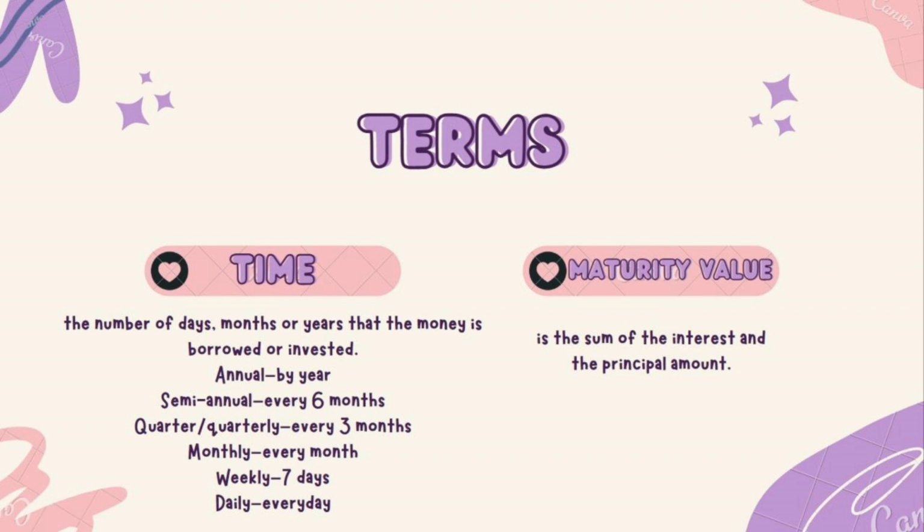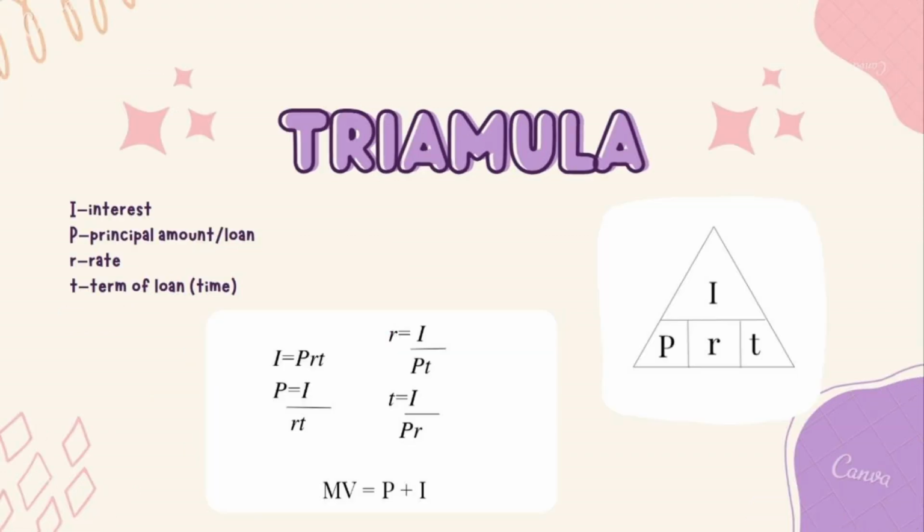And time depends on these six. First is annual, or by year; semi-annual, every 6 months; quarterly, every 3 months; monthly, every month; weekly, every 7 days; and daily, every day. But we won't use the weekly and daily for today.